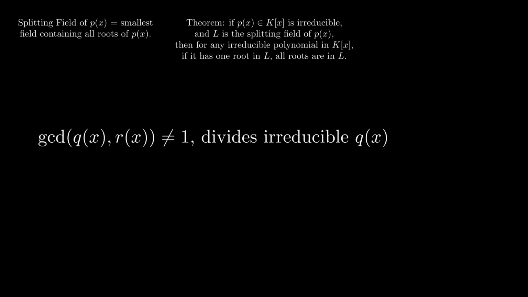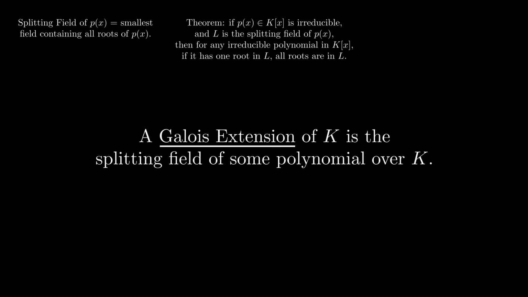But Q was irreducible, so the GCD must be Q itself, and every root of Q is a root of R, which is in the splitting field. And we're done. And so for special fields like this that are splitting fields over K of some polynomial, we call those Galois extensions of K.